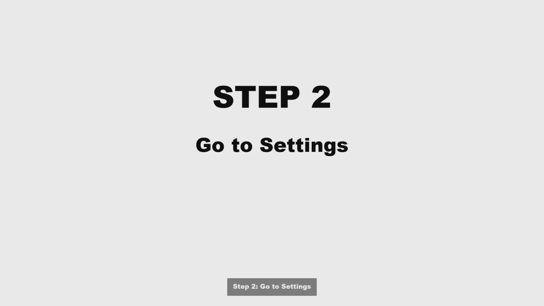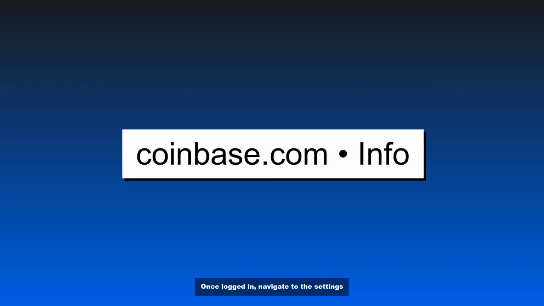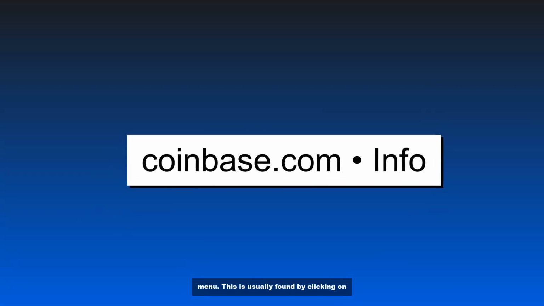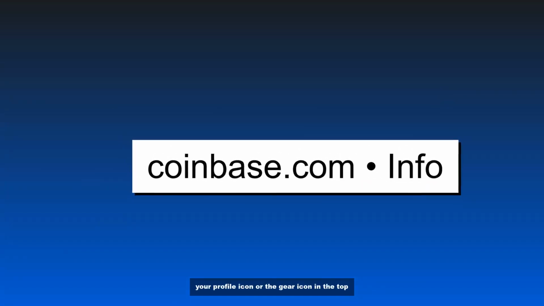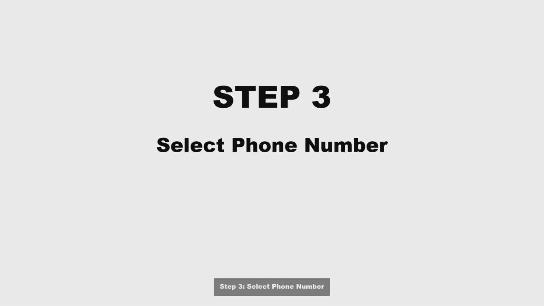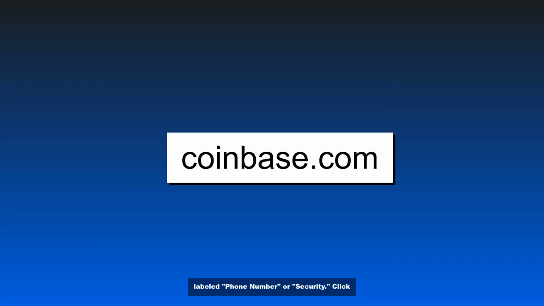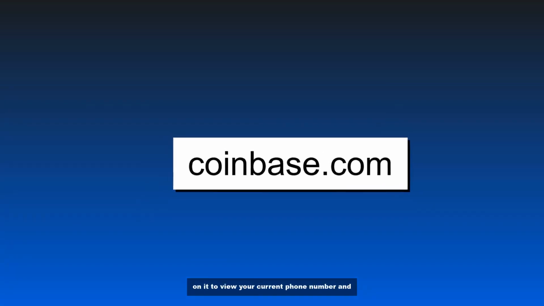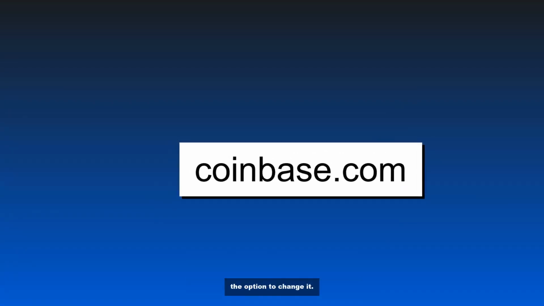Step 2. Go to Settings. Once logged in, navigate to the Settings menu. This is usually found by clicking on your profile icon or the gear icon in the top corner of the screen. Step 3. Select Phone Number. In the Settings menu, look for the option labeled Phone Number or Security. Click on it to view your current phone number and the option to change it.